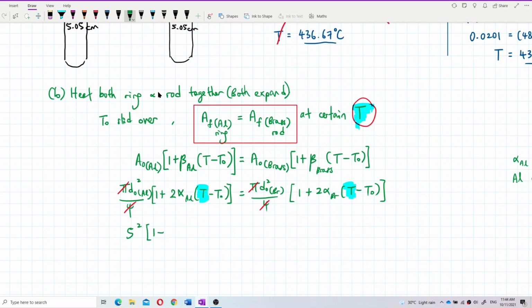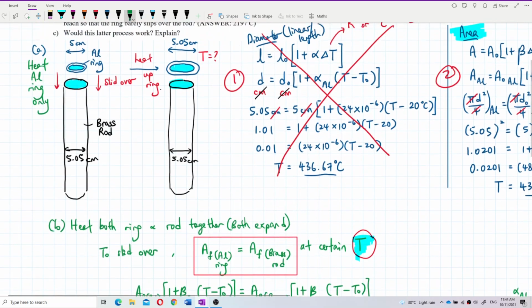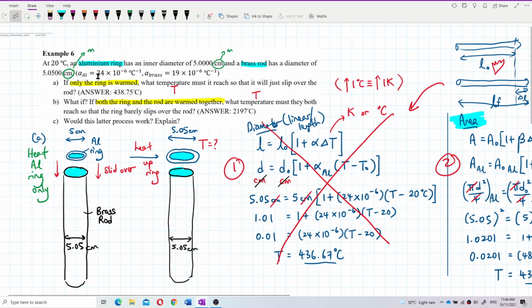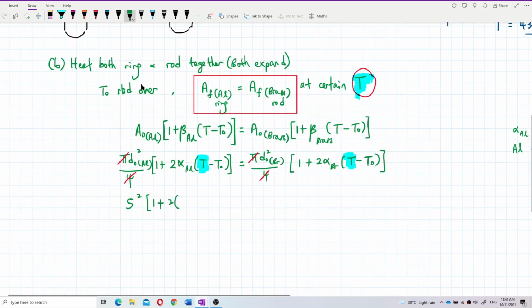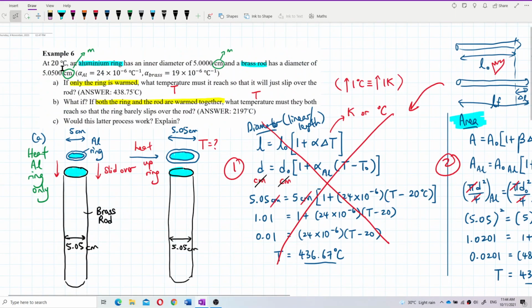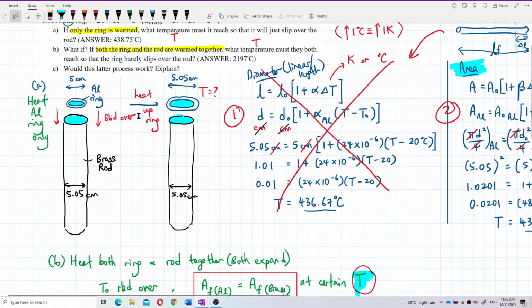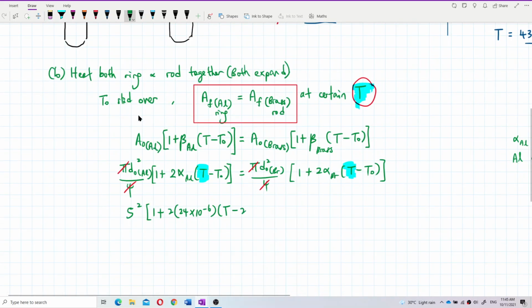So then 1 plus alpha. What is the value for alpha of aluminium? Aluminium has a higher alpha, 24 exponent -6, much bigger, so it expands faster than the brass. That's why it can become equal area. And then we want to find the T, the final temperature. The initial temperature is 20 degrees Celsius.